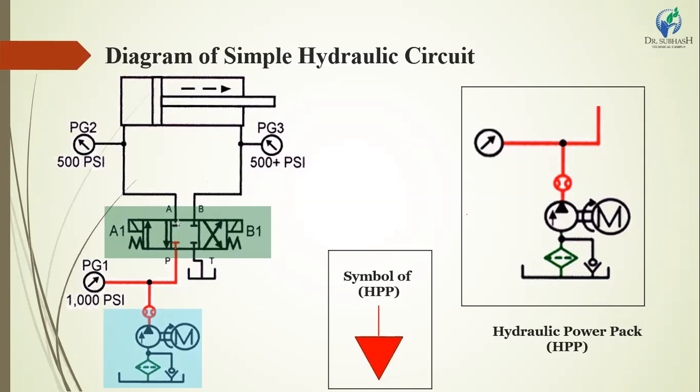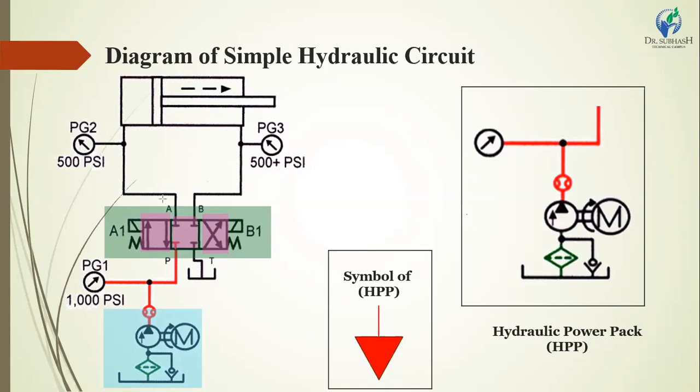Here there are three positions mentioned: position 1, position 2 and position 3. The first position shows that oil passes from P to A and enters the hydraulic cylinder, which is a DAC, double acting cylinder. And secondly, oil passes from point B to T.